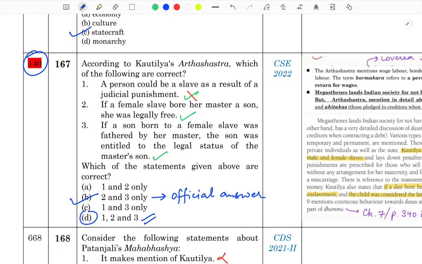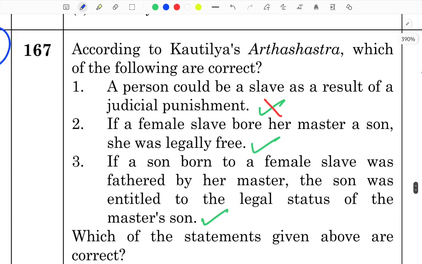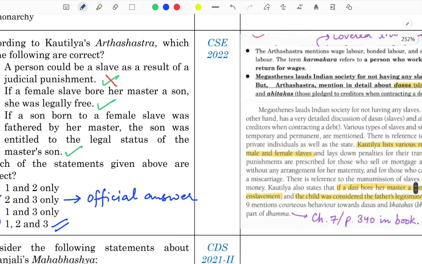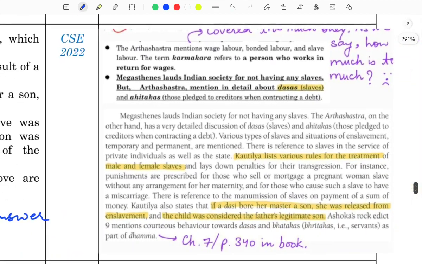by UPSC, which is saying a person could be a slave as a result of a judicial punishment. Yes, it's mentioned as part of the slavery by Kautilya. If a female slave bore her master a son, she was legally free. Yes, mentioned in the Rupinder Singh too. If a son born to a female slave was fathered by her master, the son was entitled to the legal status of the master's son. Yes, correct. So official answer is 2 and 3 only, but I do not think there is any reason to not counter the answer by UPSC, but I don't know what was the case and why they did it.